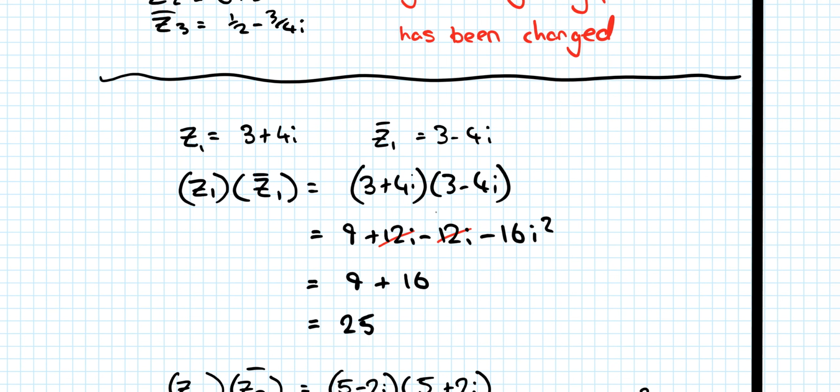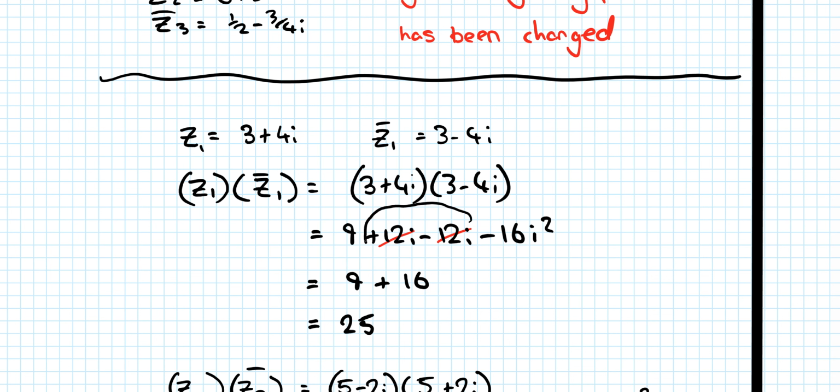So it's 3 plus 4i by 3 minus 4i. 3 by 3 is 9. 3 by minus 4i should be minus 12i. 4i by 3 is 12i. Plus by minus is minus. 4 by 4 is 16. i by i is i squared.